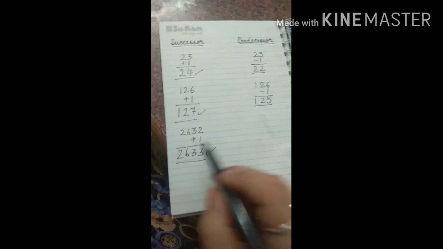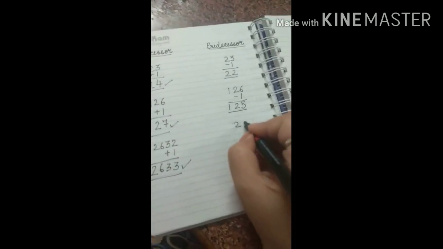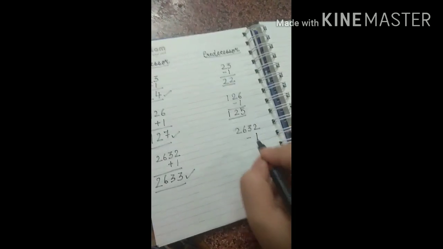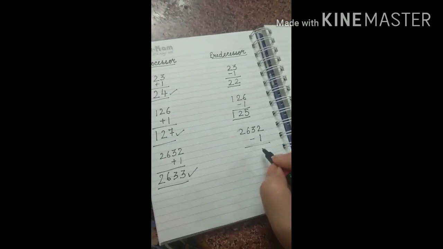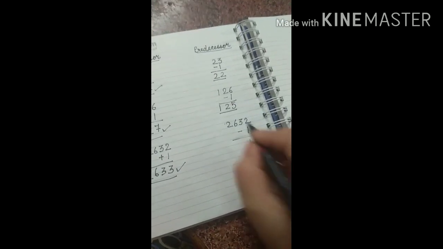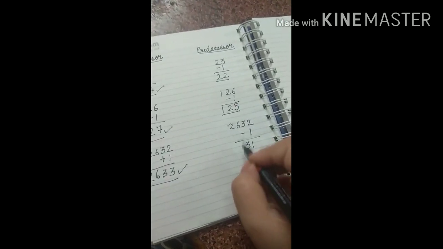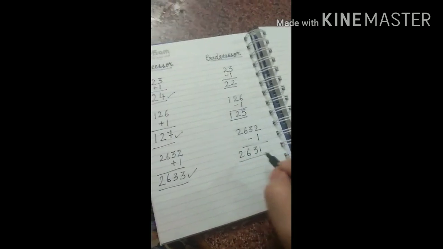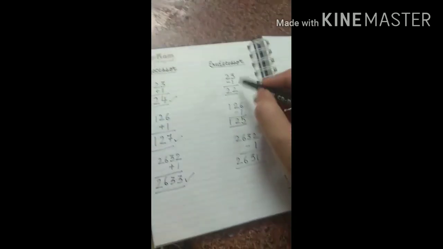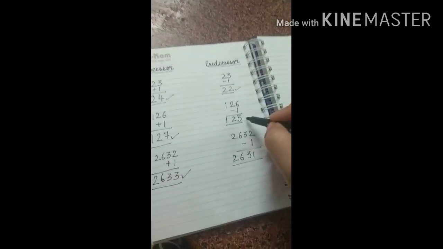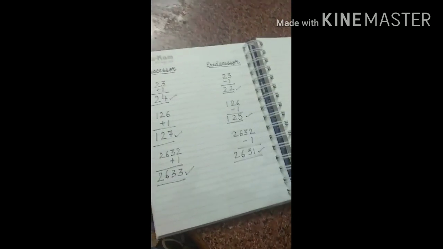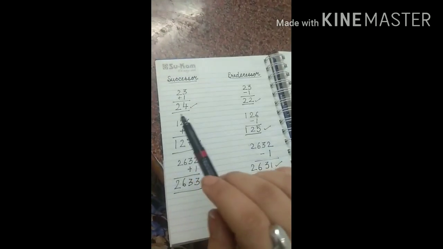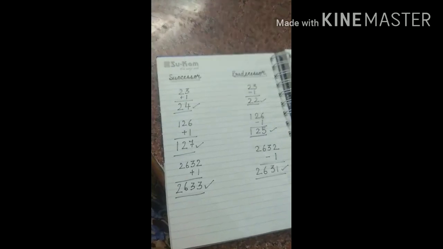Now again we are taking this number 2632. Again we will subtract 1. So 2 minus 1 is equal to 1. This 3 we will write here, this 6 we will write here, and this 2 we will write here. So 2631 we are getting. So you can see in predecessor we are subtracting 1 from the number which is given in the question. So this is successor and this is predecessor.